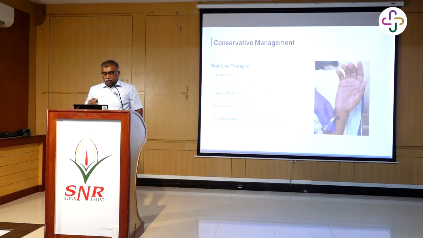Okay. So there are medications, there are activity modifications. These will also help in the progression of a mild carpal tunnel syndrome. When it goes to the moderate level, that is when the nerve conduction velocity is more than 4, you have to go for what is known as a steroid injection.